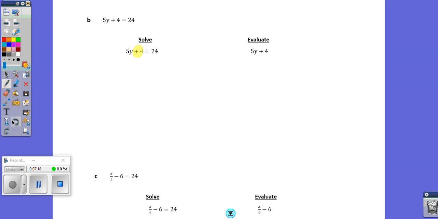So 4 is being added. The inverse operation of addition is subtraction, so we will subtract 4 on both sides. Try to get those numbers to line up. So 4 minus 4, the numbers in yellow are going to cancel out. And then we have 24 minus 4 as well. We want to make sure that whatever we do to one side of the equal sign, we also do to the other side, because otherwise you wouldn't have equality.